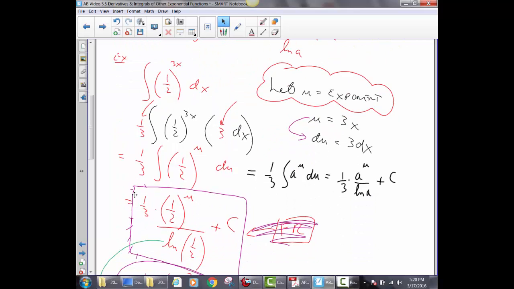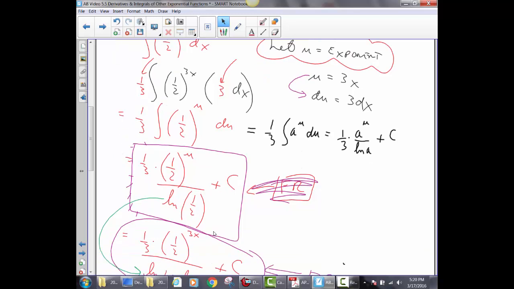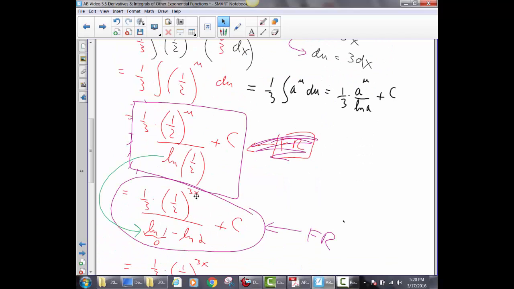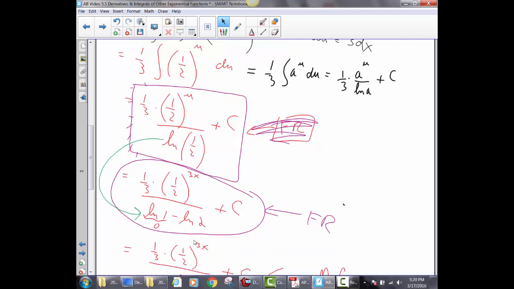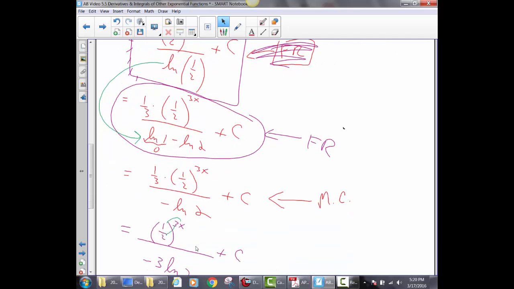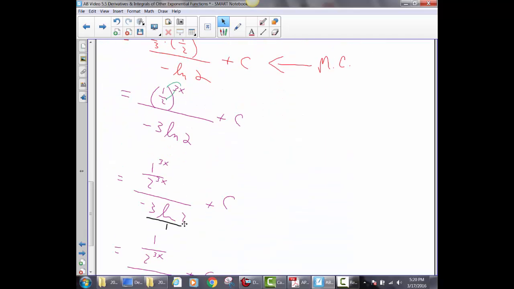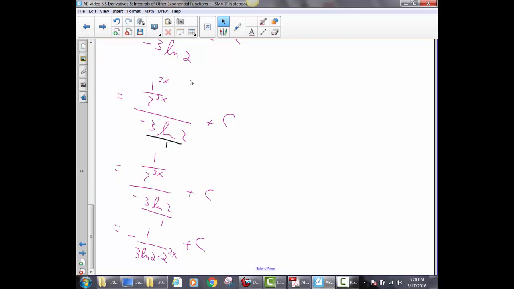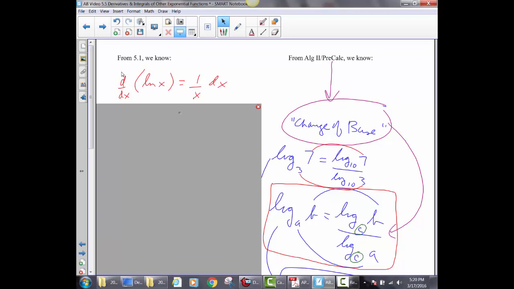So that's going to give me my 1/3 on the outside. When I integrate a half to the u du, I'm going to get a half to the u divided by ln of a half plus c. Now you would have to replace the u by 3x. This, of course, is ln 1 minus ln 2, and ln 1 is 0. There are many different ways to rewrite this same exact answer. They're just all different ways to write the same answer.